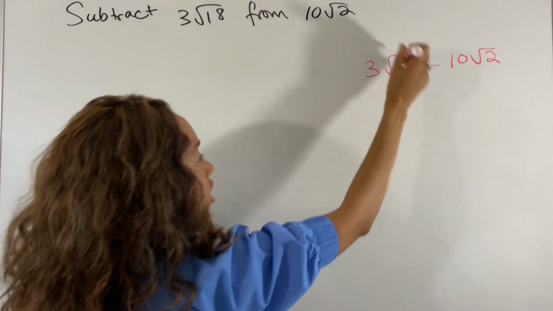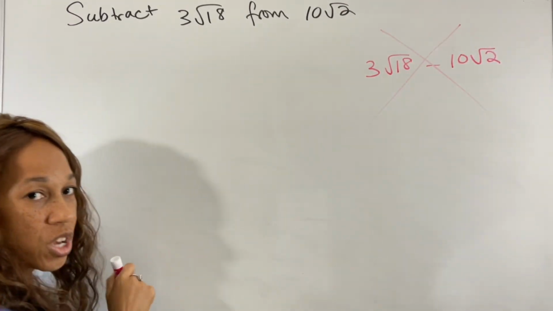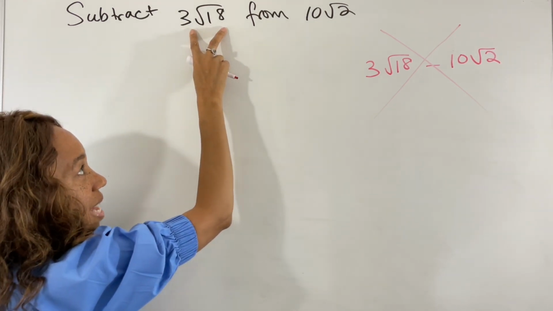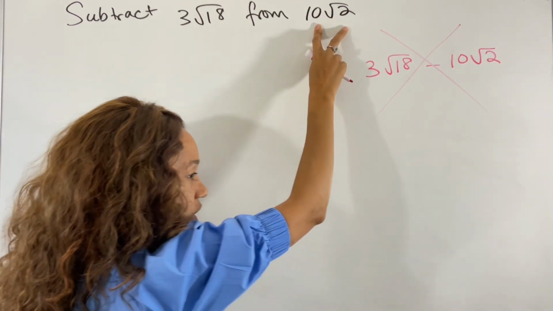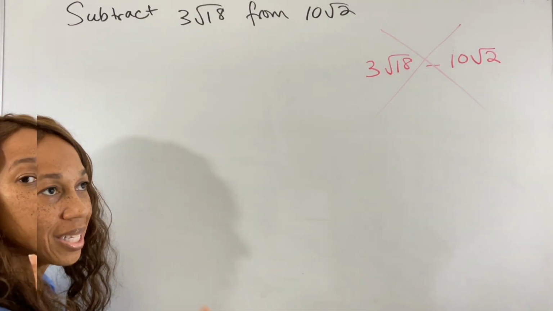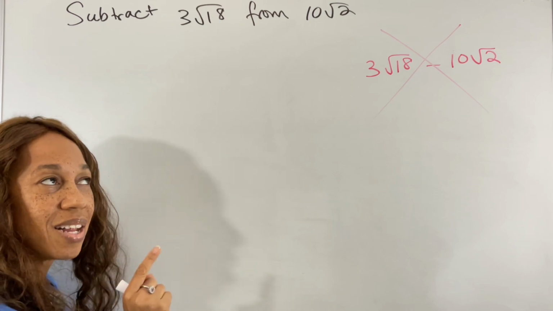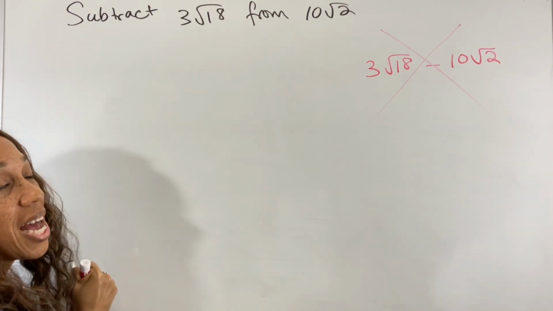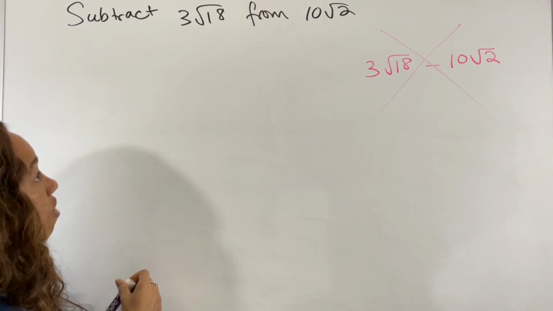This is incorrect. No, you can't do that because you're subtracting 3 radical 18 from 10 radical 2, and this is where students will make mistakes. Some of you, not all, but I still have to point this out, okay? Don't get caught by their little tricks and you will get your answer incorrectly.